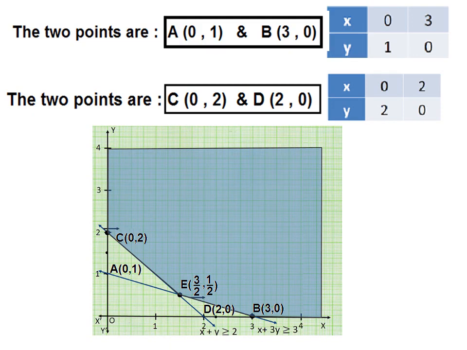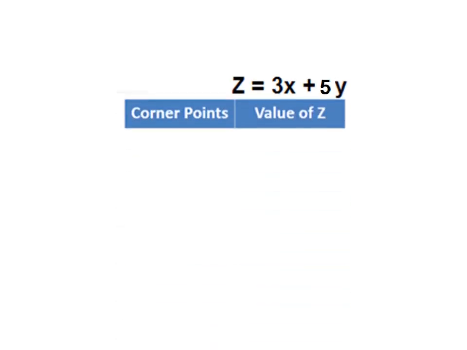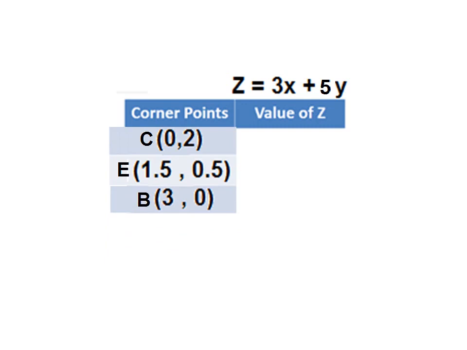So let us see if the minimum value lies among one of these, that is at C or at E or at B. Let us find the values. So when we substitute those corner points, those 3 vertices, in the equation z is equal to 3x plus 4y, I have written the corner points here, that is 0 comma 2.